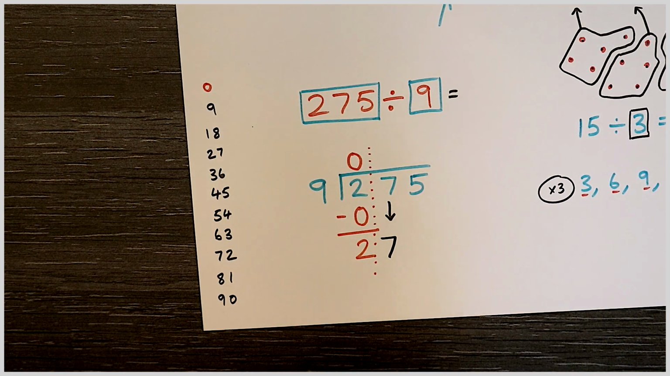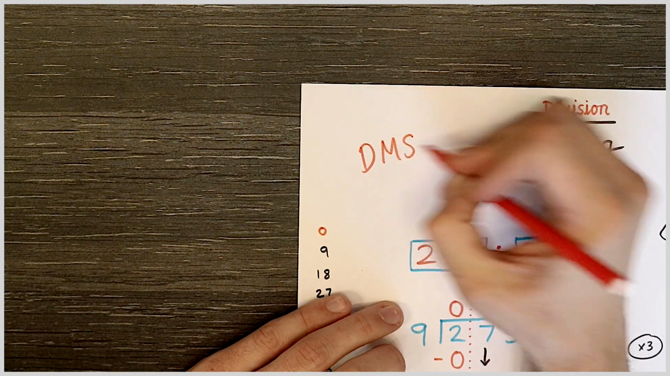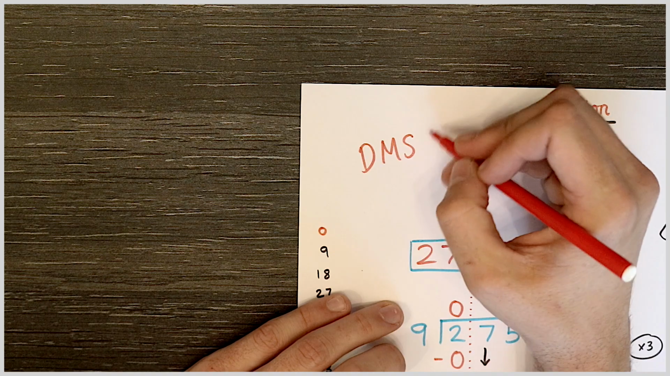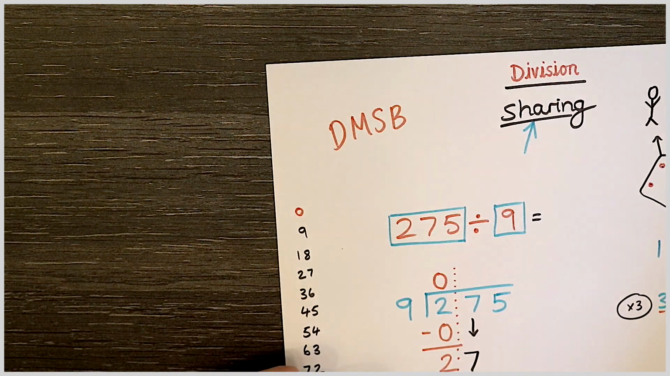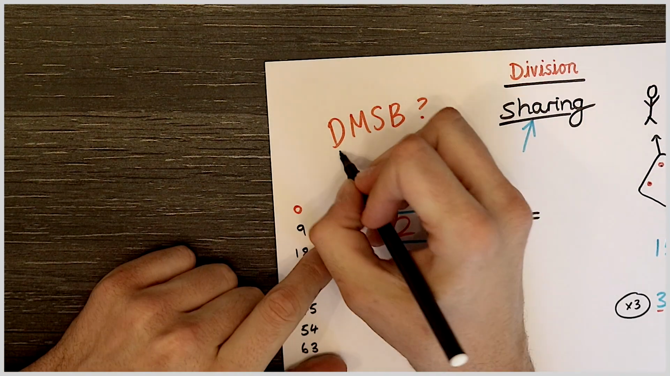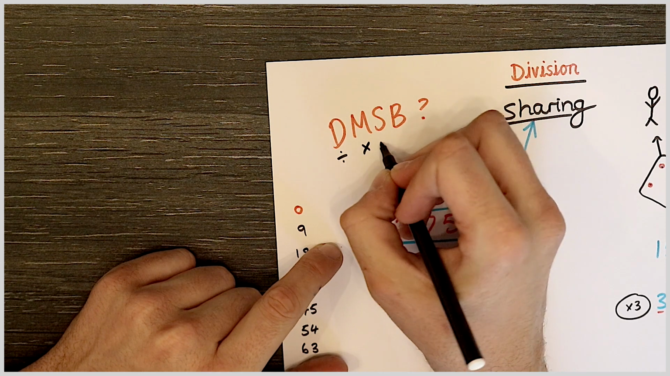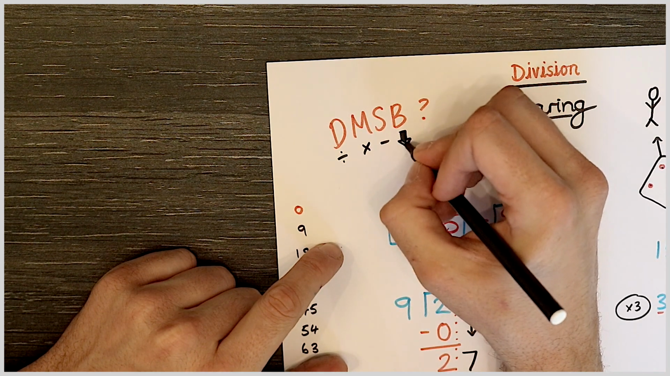There's an old mnemonic that people remember, and it's basically, does McDonald's sell cheeseburgers, I think, or burgers? Yeah, does McDonald's sell burgers? And basically that stands for divide, multiply, subtract, and then bring down. And I'll talk about this now in a minute.